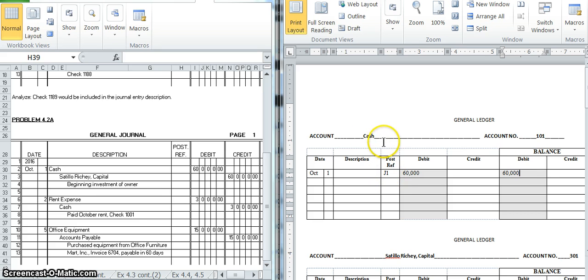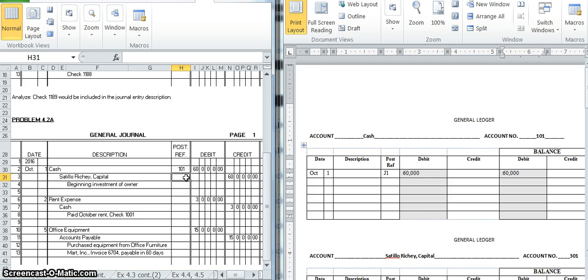Now, then and only then do you go back to your posting reference in your journal and you enter the number of the account, which was 101. So we enter account number 101 to show that we have posted the debit part of that entry in the general ledger. Then we go to the second part of the entry, which is the credit part.